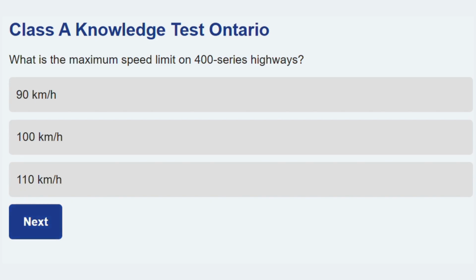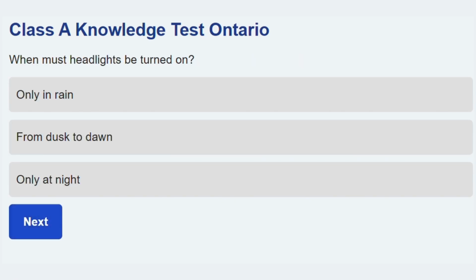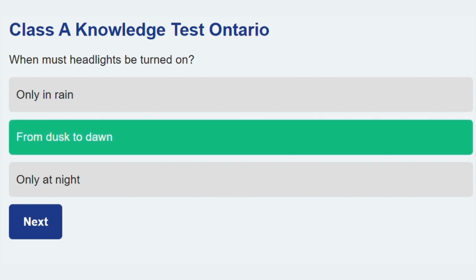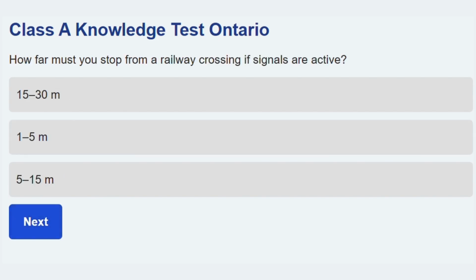Moving on, what is the maximum speed limit on 400 series highways? 100 kilometers per hour. Standard maximum for high-speed routes. Here's another. When must headlights be turned on? From dusk to dawn. Improves visibility in low-light conditions.